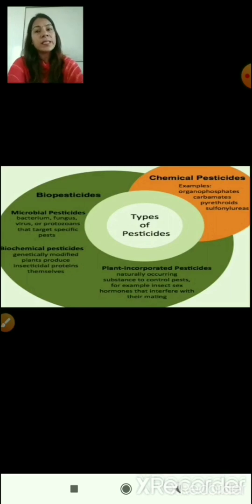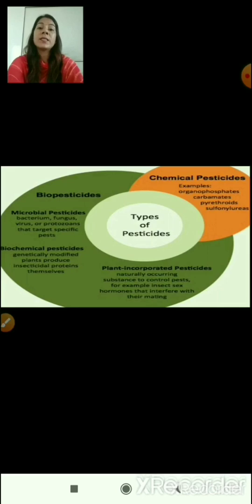These pesticides can again be categorized into different groups. These can be chemical pesticides like pyrethroids, sulfonylureas or organophosphates, etc. These can also be categorized into biopesticides. These biopesticides are environment safe, that is why here in this slide it is shown in a green color.